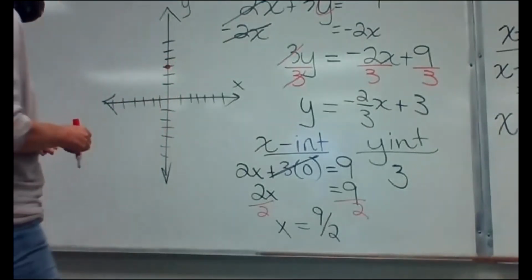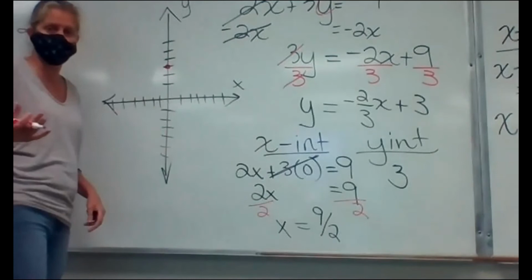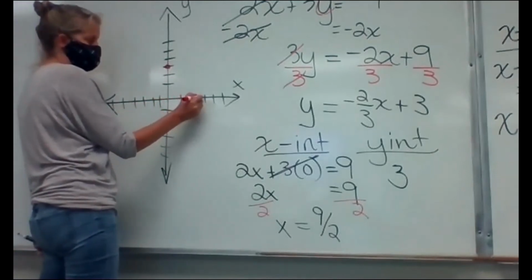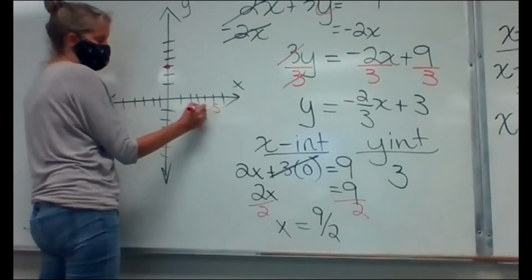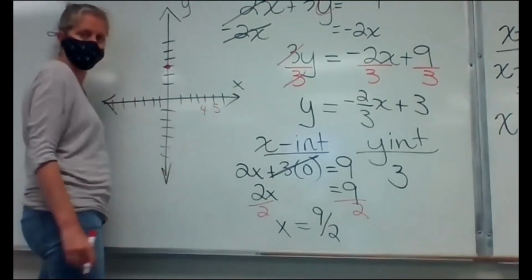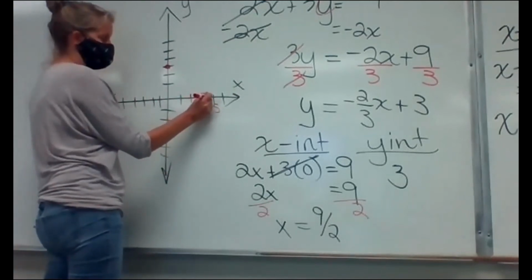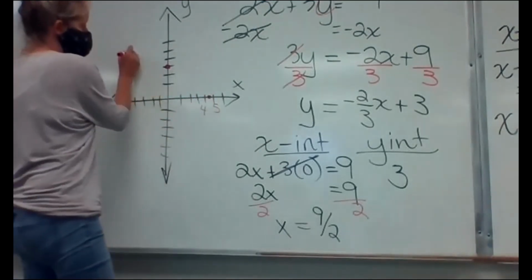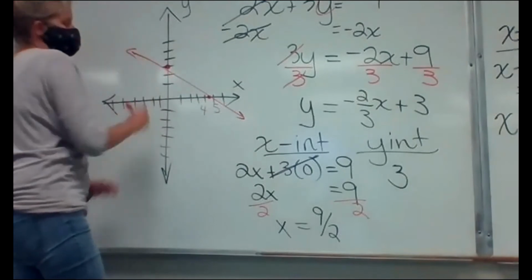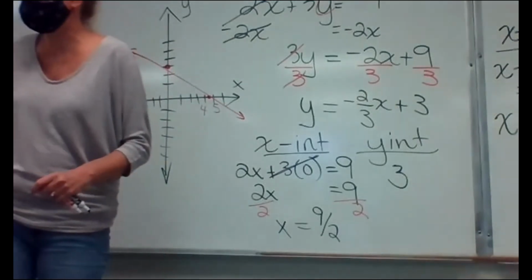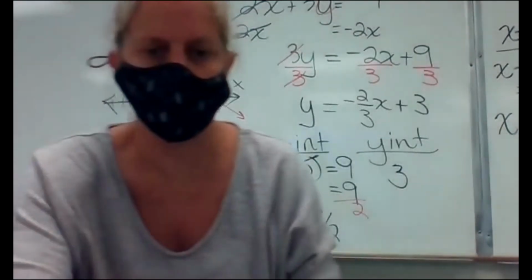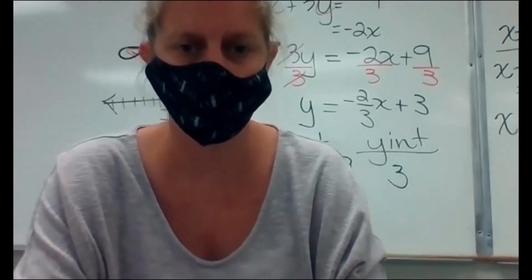4.5 would be right in the middle of 4 and 5. So 1, 2, 3, 4. So here's 5. Here's 4, which means it's right in the middle of that. And then connect them. I'm going to do this one in Math Lab so that y'all can see what's going to happen there, how to graph that.